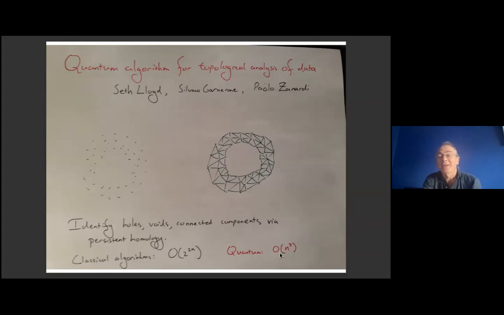And quantum mechanically, these processes are going to end up taking time order n cubed, where n is the number of data points, because we're going to take advantage of the ability of quantum computers to do linear algebra and things. In this case, it's going to be finding eigenvectors and eigenvalues, the quantum phase estimation algorithm, exponentially faster than classical computers. And so this is a quantum algorithm that has an exponential speed up over the best known classical algorithms for this topological analysis.